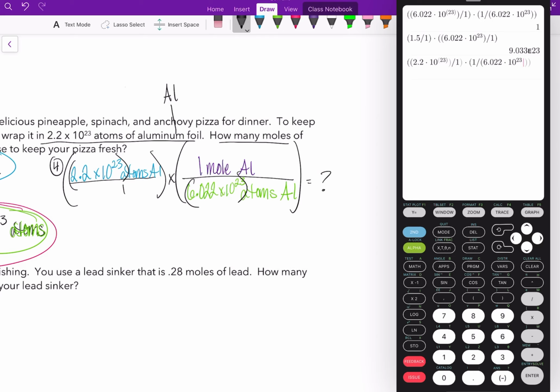So you have 2.2 times 10 to the 23rd divided by 1 times 1 divided by 6.022 times 10 to the 23rd. And you get 0.365... So let's go out just a couple decimal points. And number 5, our final answer will be 0.37 moles Al. Very good.